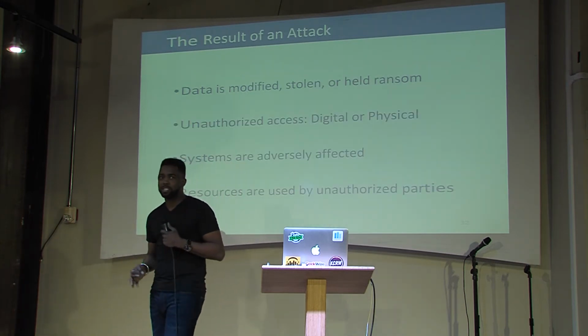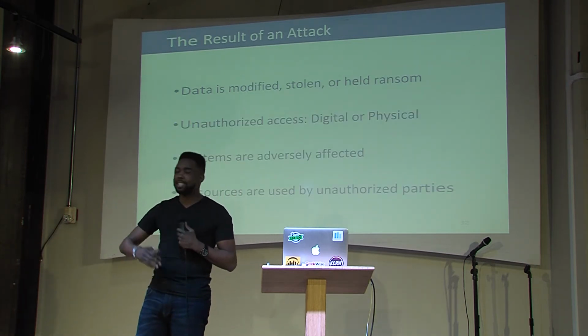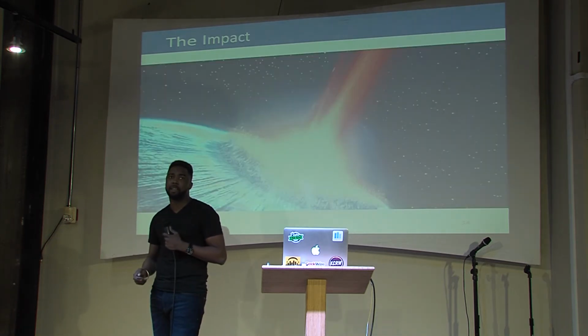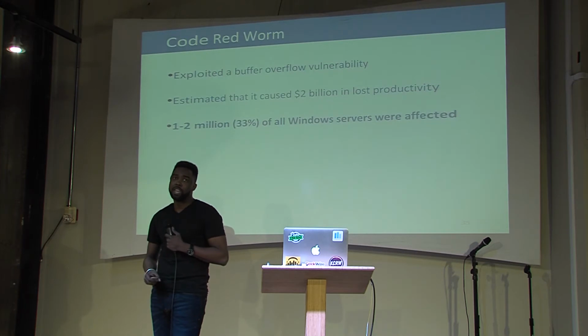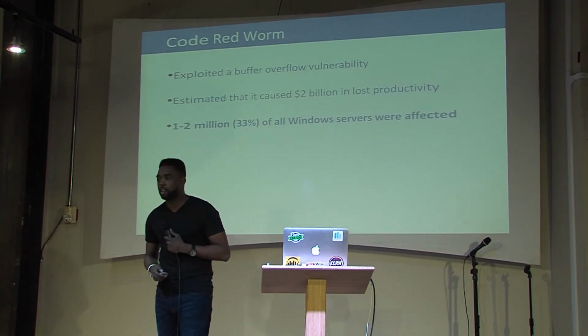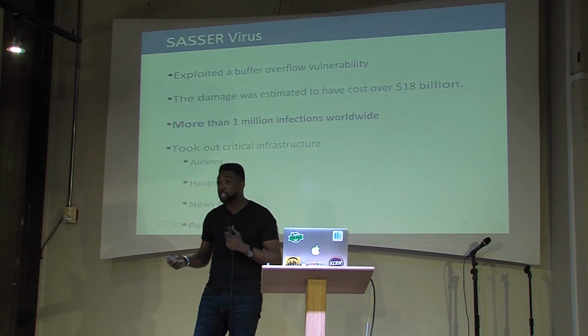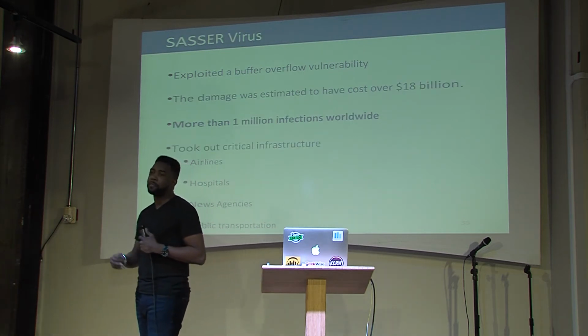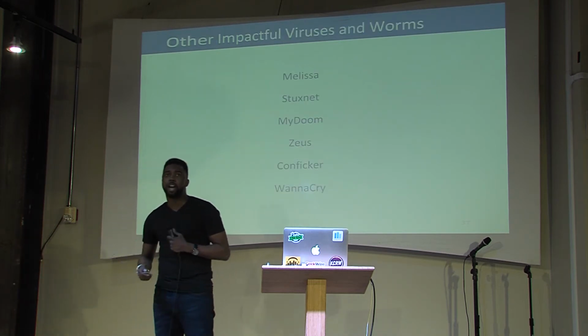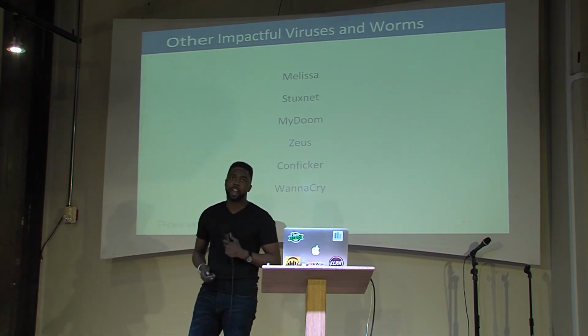Now, the results of these attacks, obviously, are unauthorized access. People are running Bitcoin mining operations, and it gets a little out of hand. So the impact is catastrophic. In the early 2000s, we saw $2 billion worth of lost productivity from the Code Red worm. The Sasser virus was $18 billion and affected critical infrastructure worldwide. Tons of viruses are out there every single day.